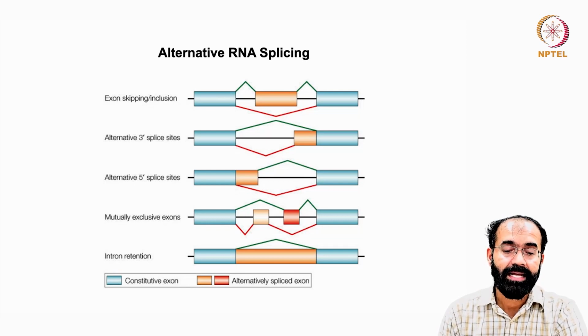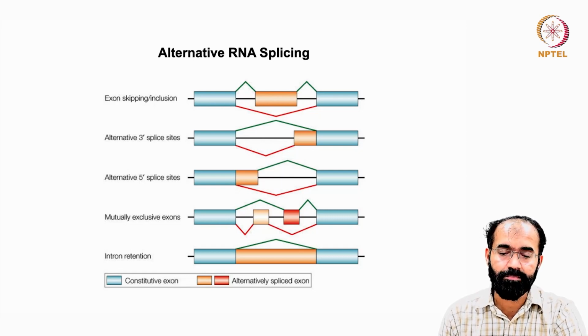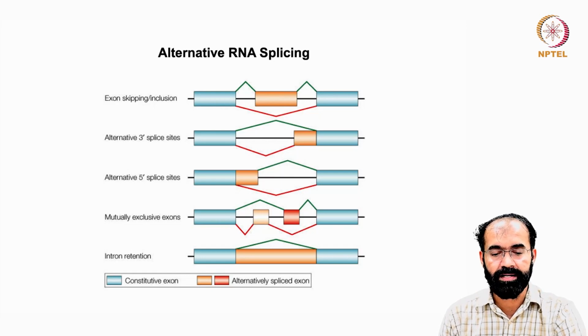So this is inclusion of an alternative 3' splice site, and then inclusion of an alternative 5' splice site. The same thing is repeated, but here the branch point is fixed, and the branch point decides where it should go and release, whether it should release the first exon from here or from here. Accordingly, it will decide whether it should fuse from here or from here. This is another variation. And then mutually exclusive exons, another way of alternative splicing.